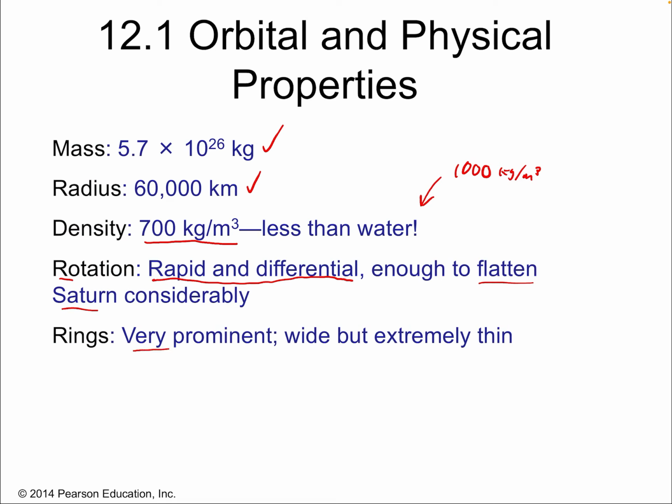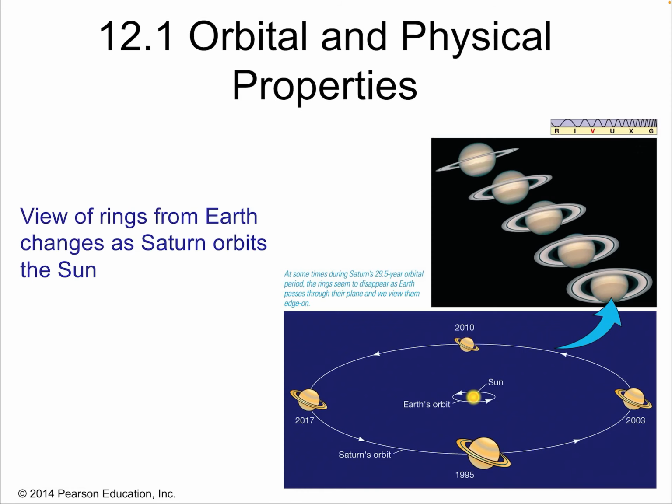Its rings are very prominent. You could see them with rudimentary telescopes. They're right there. Galileo saw them. He thought they were ears on the planet, or something like that at least. But the point is that they're so easily visible. They're so dramatically bright and highly reflective. So here are views of the rings from Earth.